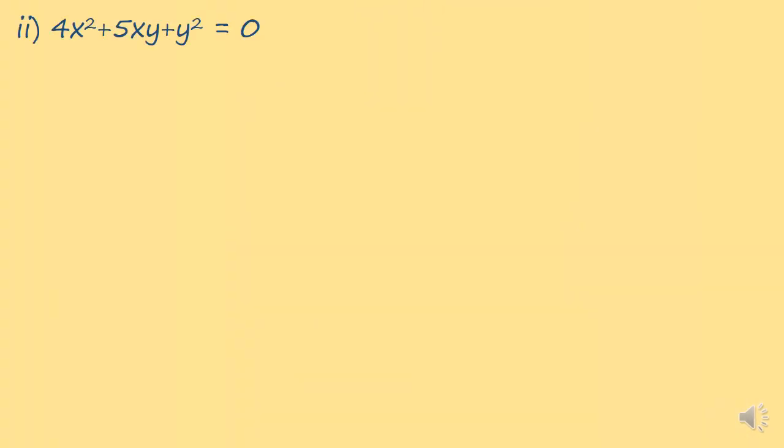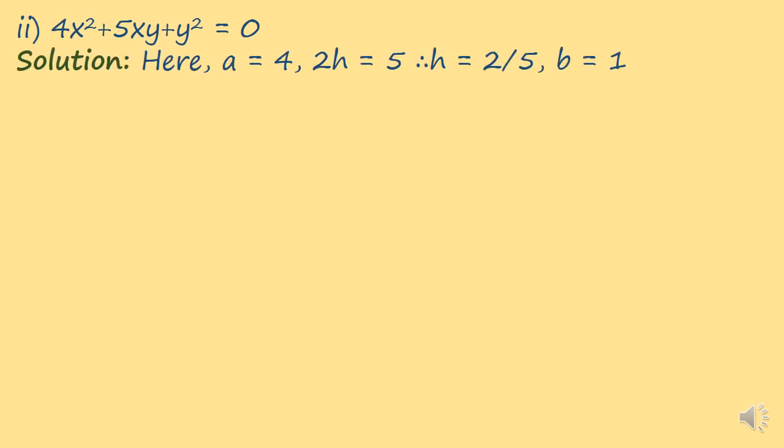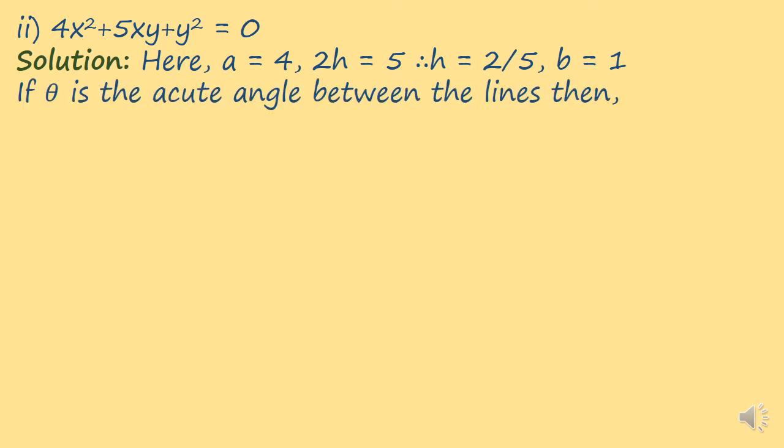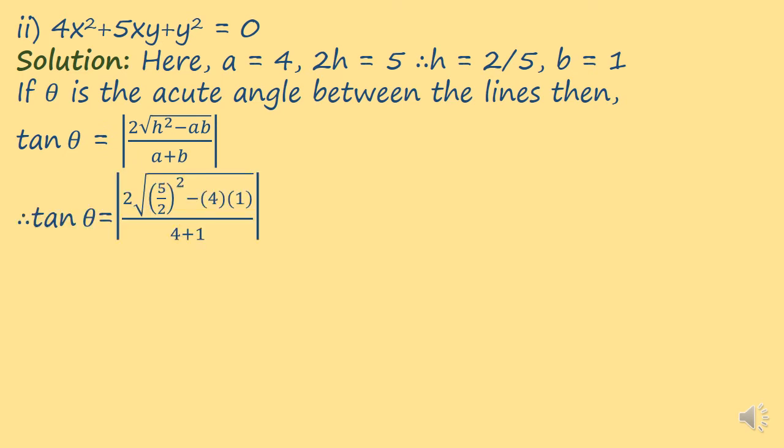The next question as well we'll do over here. That is 4x square plus 5xy plus y square is equal to 0. Now we calculate a, h and b, and then we put the formula for tan theta. Suppose theta is the angle between the lines. And thus over here it turns out that tan theta comes out to be this particular value. Simplifying this, you can see how it has been simplified.